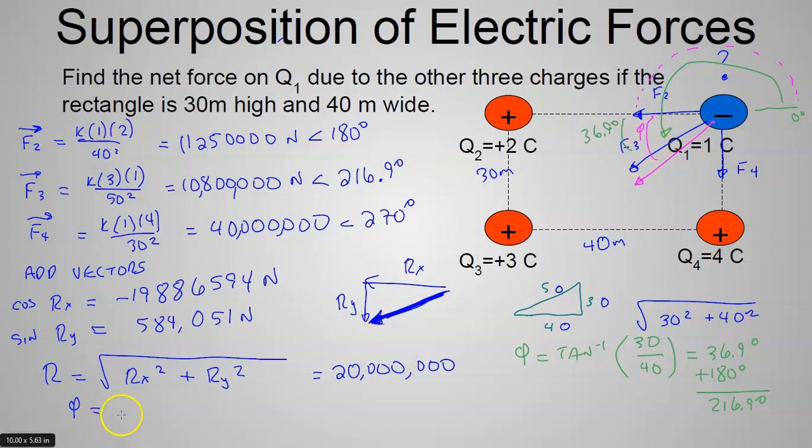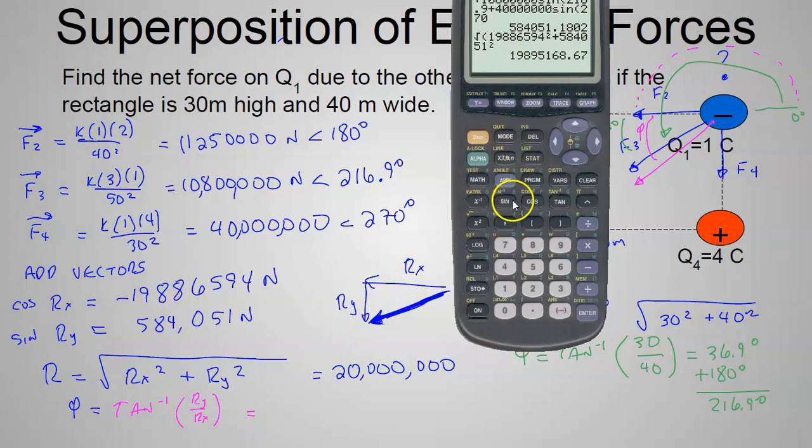So I'm going to call this phi to begin with. That's going to be the arctangent of the y component over the x component, and I have those numbers here. Arctangent of 584.051, the y component, divided by the bottom one here. I like to leave the negative signs out of that as well. I already know which way it's going. I'm looking for an angle between 0 and 90, and that's a 1.6.